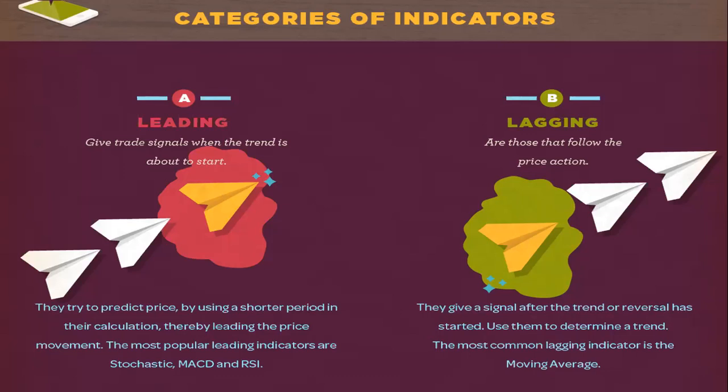Let's continue. So, with the categories of indicators, you have leading indicators and lagging indicators. Leading indicators give signals when a trend is about to start. I'm reading from the left. They try to predict price by using a shorter period in their calculation, thereby leading the price movement. The most popular leading indicators are stochastic, MACD, and RSI.